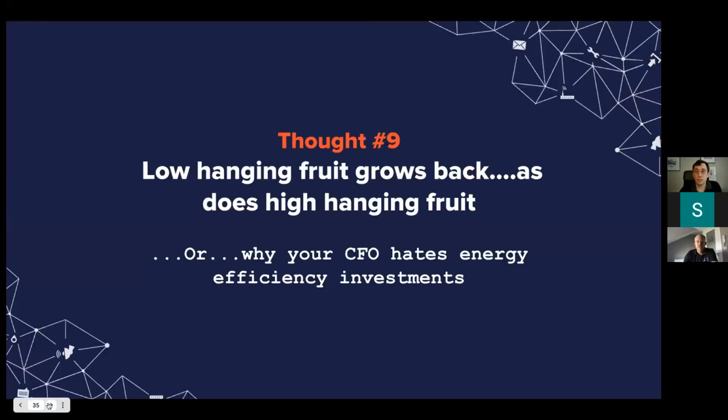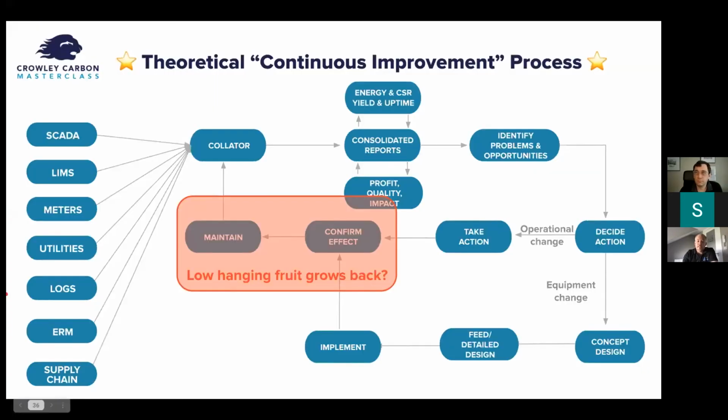Thanks, Charles. So thought number 9, low-hanging fruit grows back is starting to become a well-worn anecdote, but you know, as does high-hanging fruit as well. Or alternatively, why does the CFO always hate energy efficiency investments? Some feedback we've had from CFOs is if all the energy efficiency investments they've made had actually worked, they would be exporting energy back into the grid and elsewhere. Now, maybe a bit tongue firmly in cheek there, but it gives you the impression of what they think.